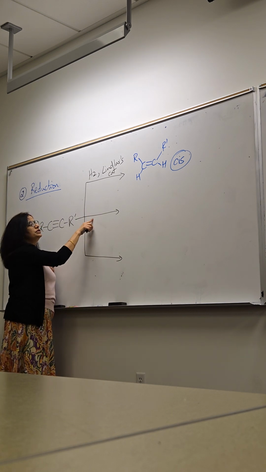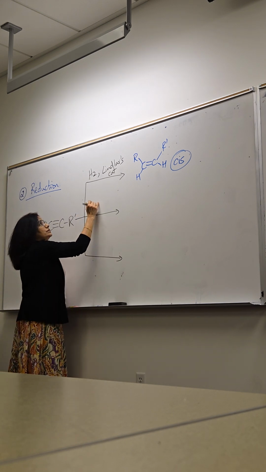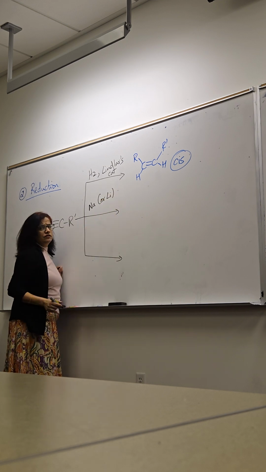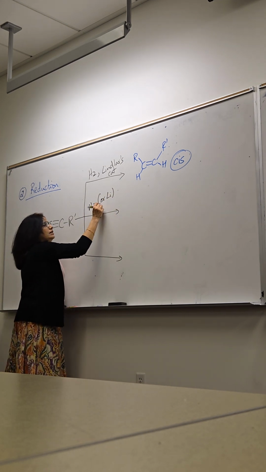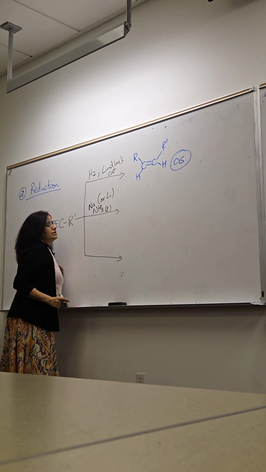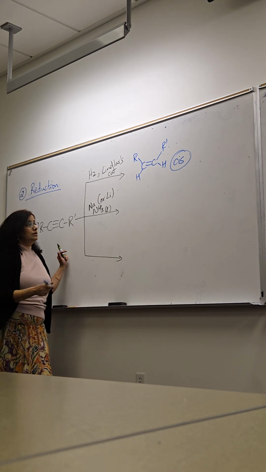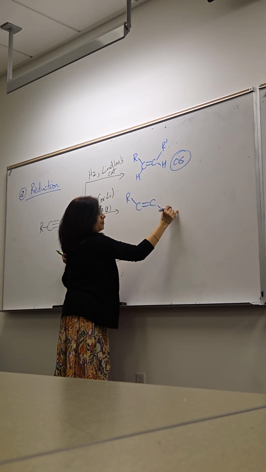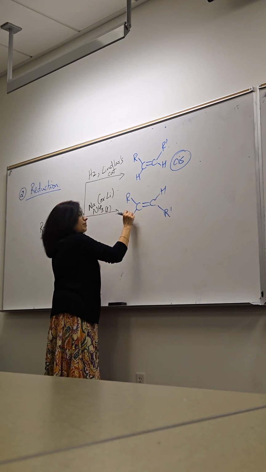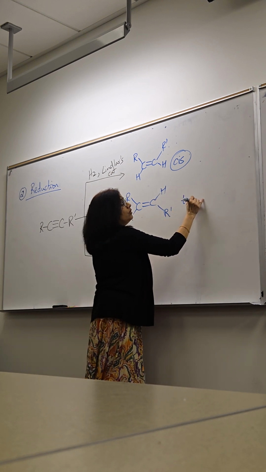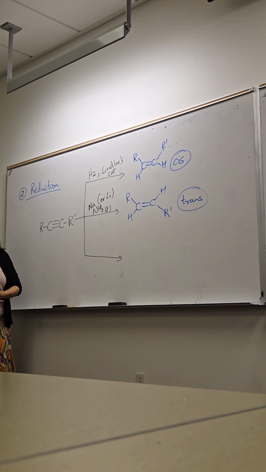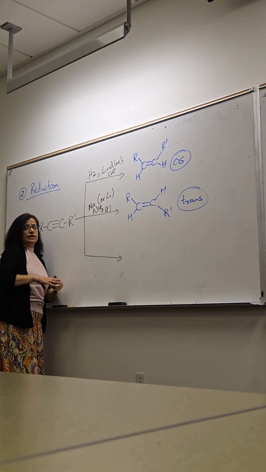We can also do a dissolving metal reduction, which uses sodium or lithium. Choose one, you don't have to give both, in liquid ammonia. What's the outcome there? Trans alkene. So these two we've already seen, because basically that's a way of making an alkene from an alkyne.